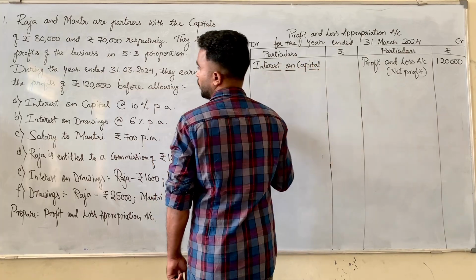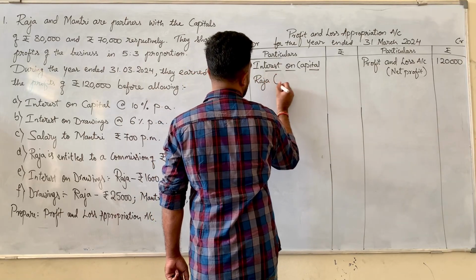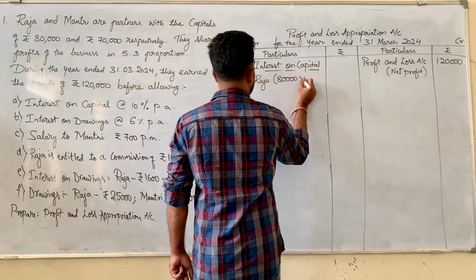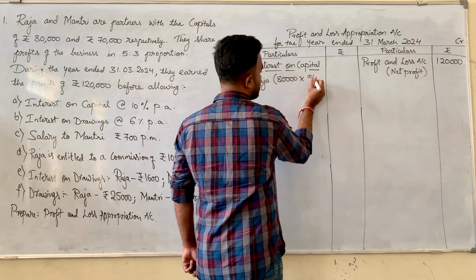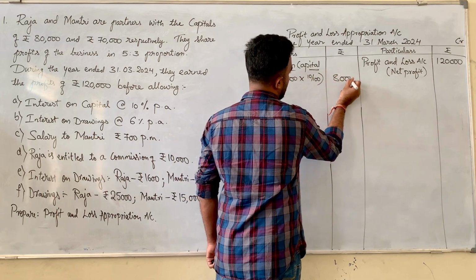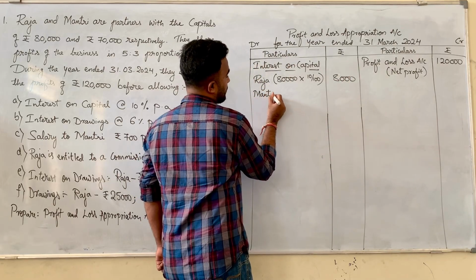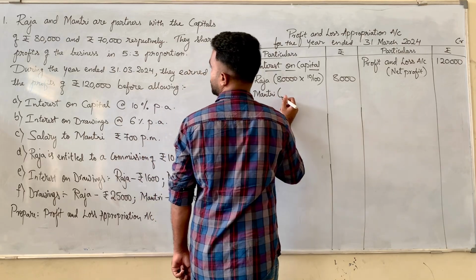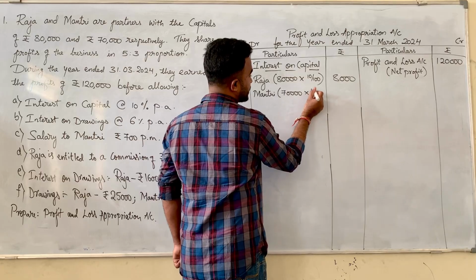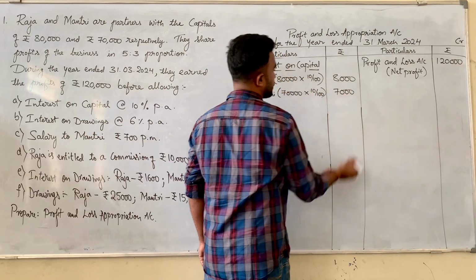So tell me, who are the partners? Raja. So what is Raja's capital? How much? 80,000. 80,000 into rate of interest 10% per annum. 80,000 into 10% will be 8,000. And next, after Raja, the next partner is Mantri. What is the capital of Mantri? 70,000. 70,000 into 10% is equal to 7,000. Is that clear?